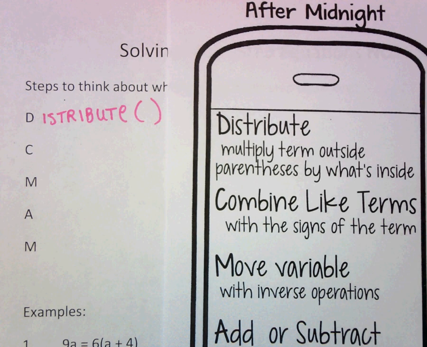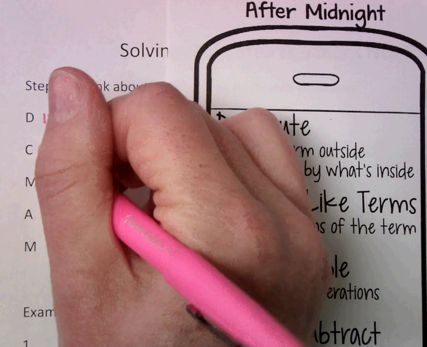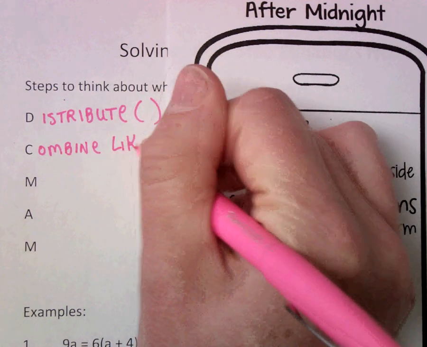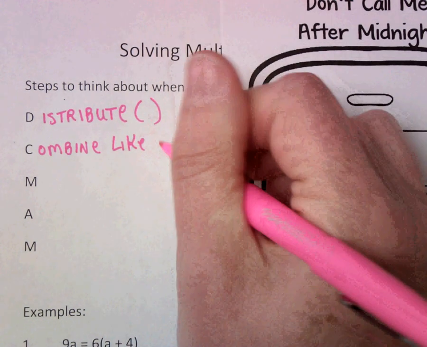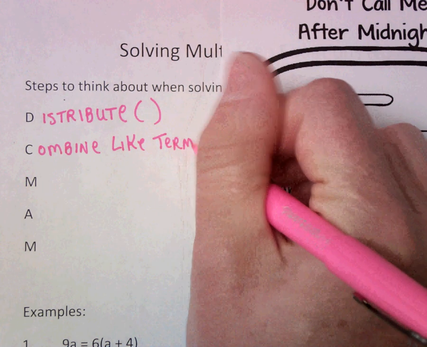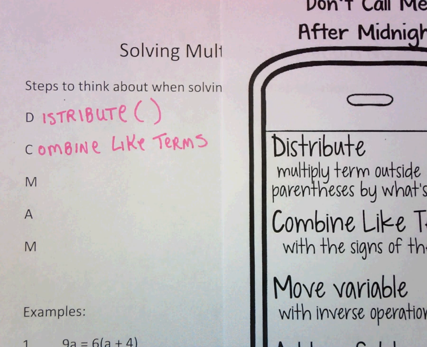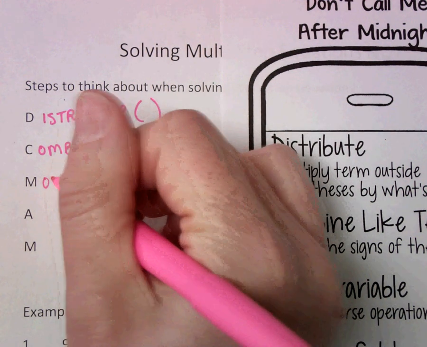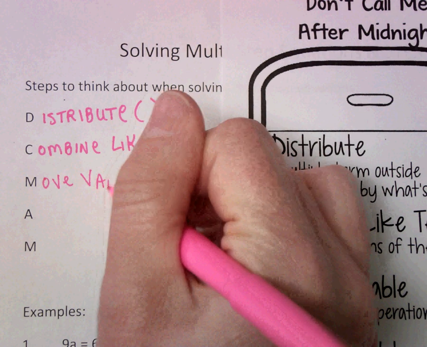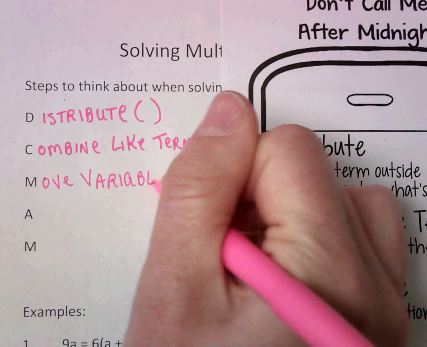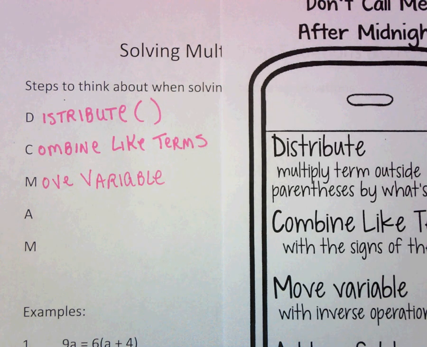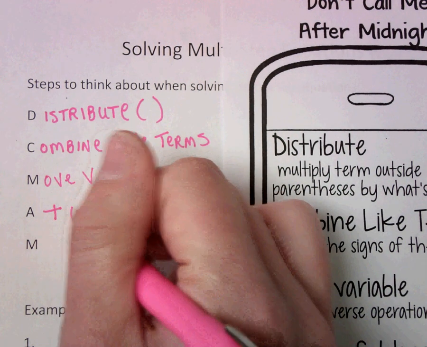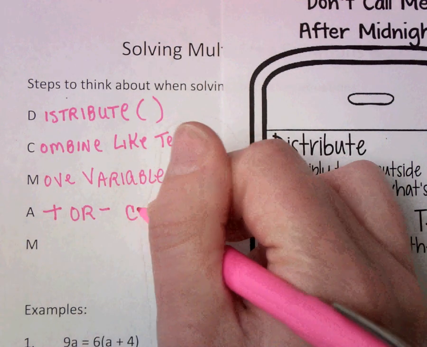The C stands for combine like terms. Today we're not going to have any like terms. That is going to be our next step that we build on, but it would be the next step in our process. Combine like terms, they're on the same side. The M stands for move the variables. Remember, we're moving our variables to the same side so that all our X's or all our Y's are on the same side. Then we're going to add or subtract the constant term.